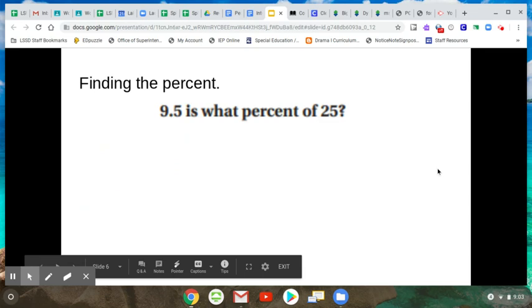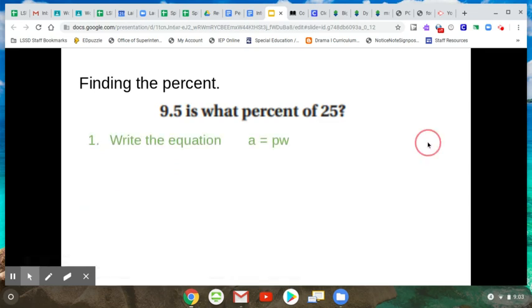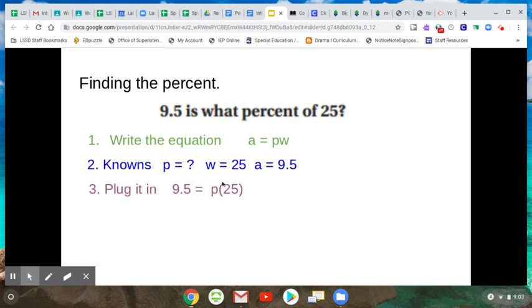This time, we're going to be finding the percent. So same steps as before. First step, write the equation. Second, what are my knowns? Well, I know I have the part, which is A. Here's my part because it says is. So it's 9.5. I put it there. I don't know my percent, so question mark. And I know my whole. Here's the 25 as a whole because it says of 25. So let's plug that in. And then I'm going to have to solve it.